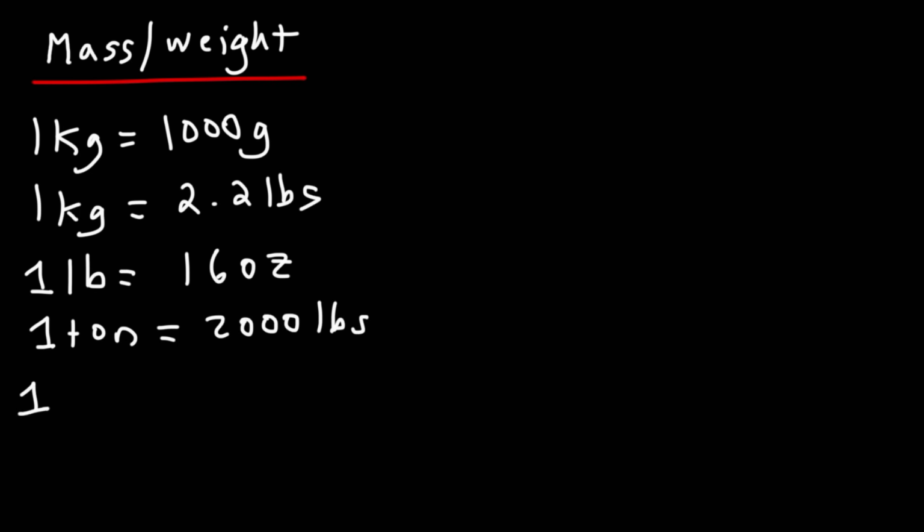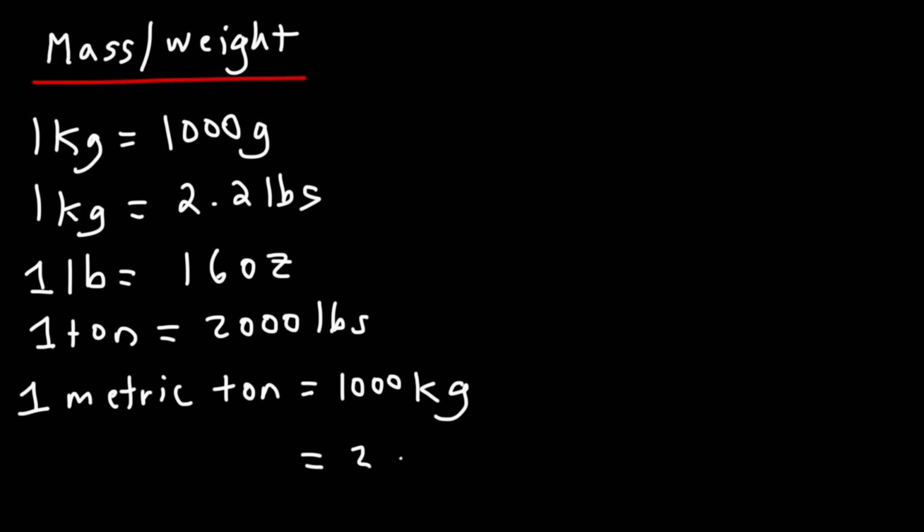And then there's a metric ton. This is not exactly the same as a regular ton, but a metric ton is equivalent to 1,000 kilograms. It's also equal to approximately 2,200 pounds. And for those of you who want a more exact value, it's really 2,204 pounds. 1 kilogram is 2.204 pounds, but you could use 2.2 pounds as a rounded value. So those are some common conversion factors that you want to be familiar with when dealing with mass or weight.